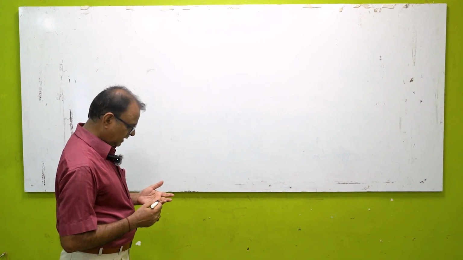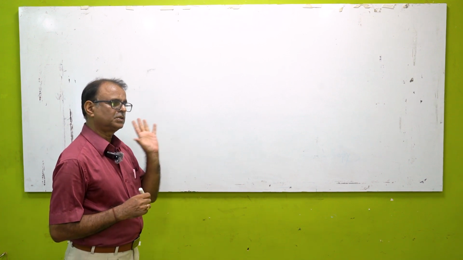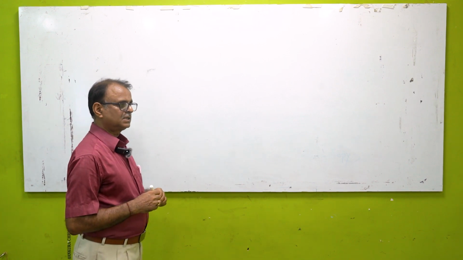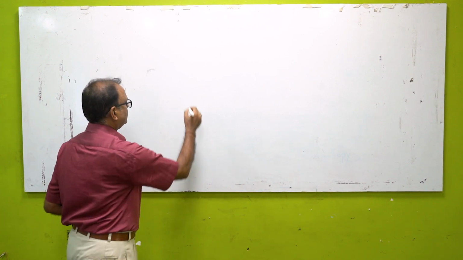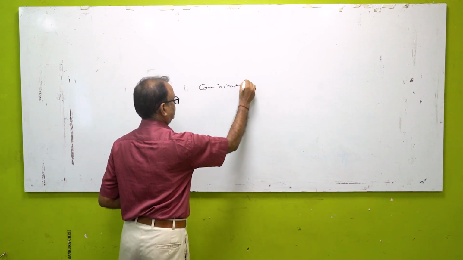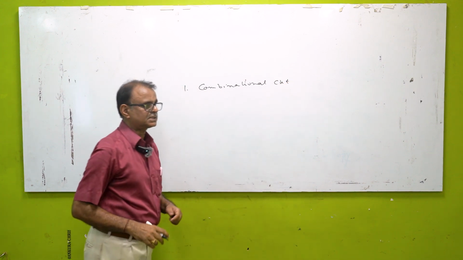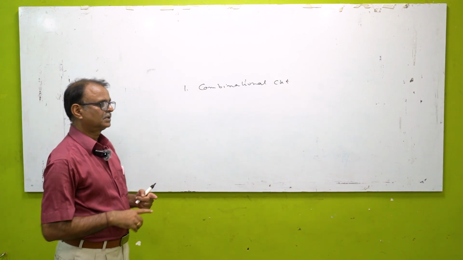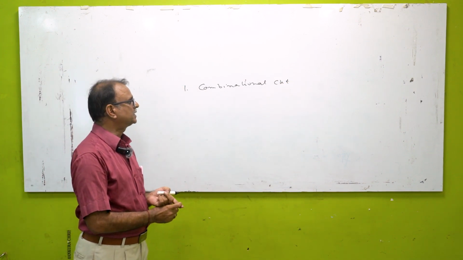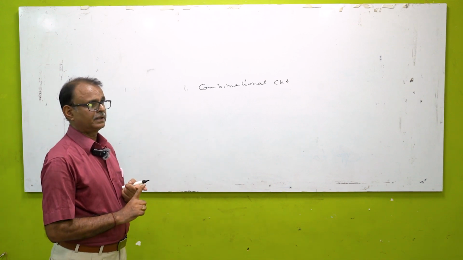The topic of discussion in today's class is flip-flop. In digital electronics, there are two types of circuits that we will be discussing. Number one is your combinational, and number two is sequential circuit. Combinational circuit means it is that circuit in which the output depends only on the present value of the input and it has no memory.